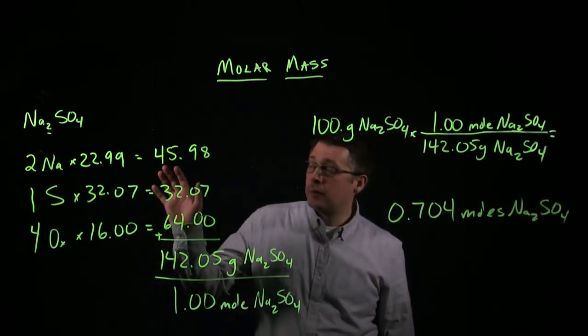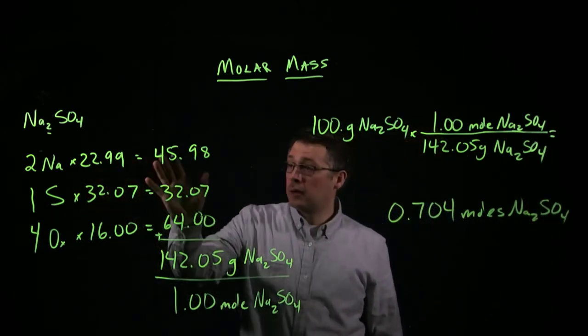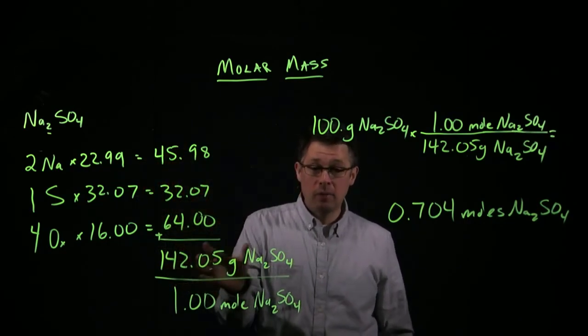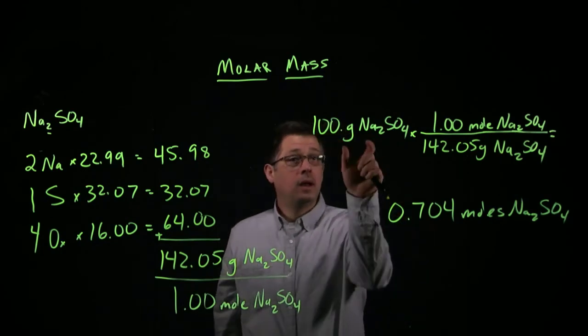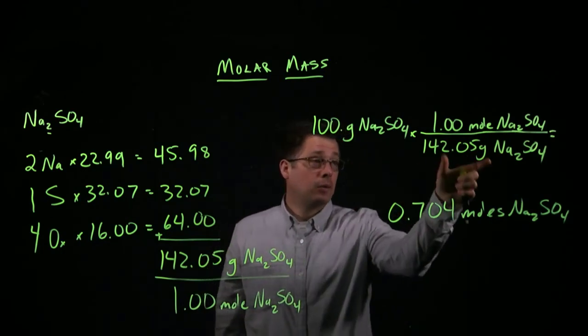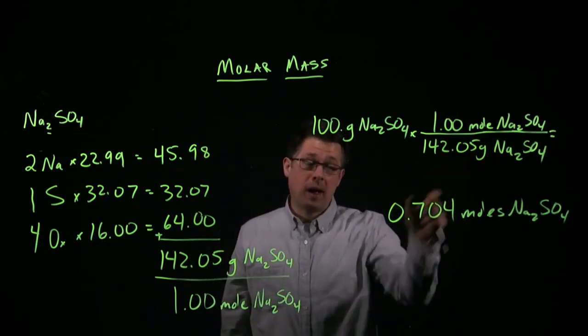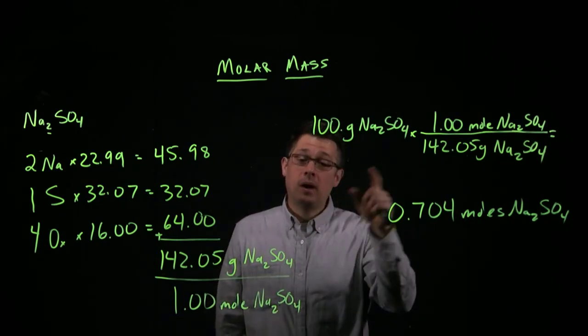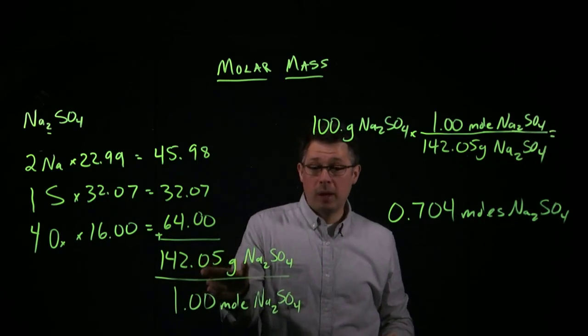So it's a matter of looking at the formula and calculating what all the atoms' molar masses are, adding them together. That's for every 1 mole. And then if we're starting with grams, we can convert by dividing by the molar mass. The opposite would be true if we were starting with moles and we wanted to convert to grams. We just multiply by this number.